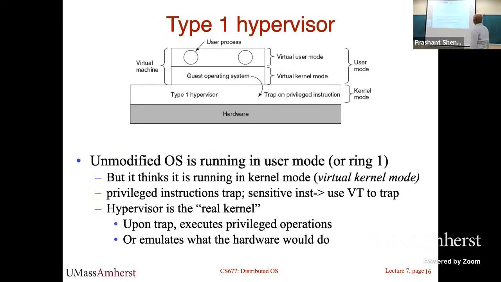In the next slide, are sensitive and privileged the same? No, every privileged instruction is going to cause a trap. You will always come to the hypervisor. And if that privileged instruction happens to be a sensitive instruction, the hypervisor will execute it on behalf of Windows. If it's some other kind of instruction, you will just do whatever Windows would have done. It doesn't require any privilege there.